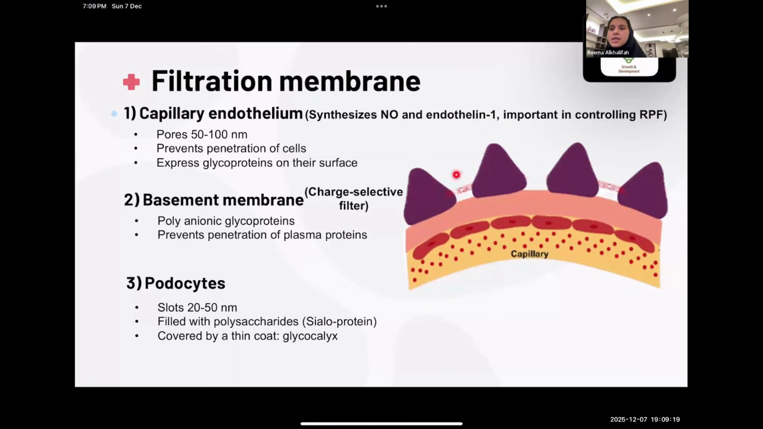And finally, we have the podocytes. Again, they have slots that are ranging from 20 to 50 nanometers. It's filled with polysaccharides. Now, the sialoprotein is the glycoprotein that has polysaccharides as its component. And the podocytes also have a thin coat, which is the glycocalyx. Now, the glycocalyx, the sialoprotein, the glycoproteins, all of this contribute to the negatively charged filtration membrane, and we'll see how this is important later on.